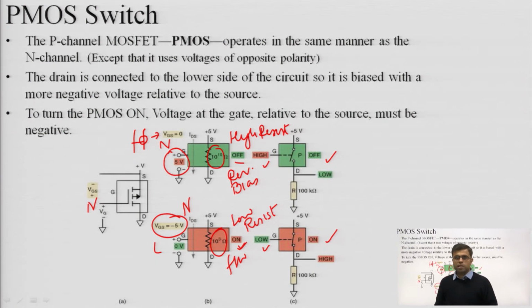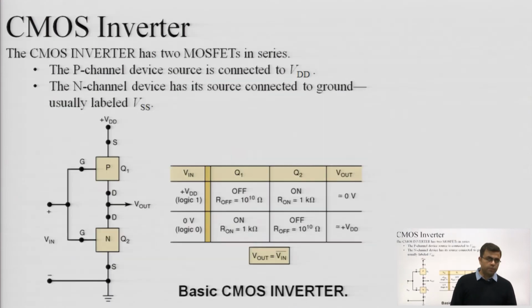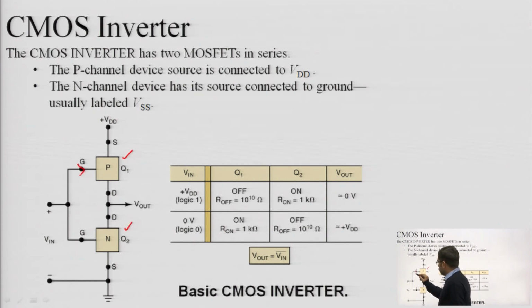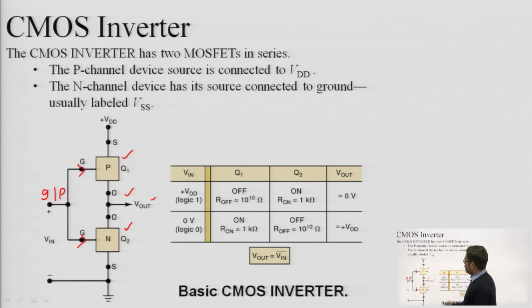So the CMOS is actually clubbing of both PMOS and NMOS. In this arrangement, this is PMOS, this is NMOS. Gates of both are combined and connected to the input. The drains of both are shorted together for the output terminal, and the source of PMOS is connected to the high supply and the source of NMOS is connected to the ground supply.